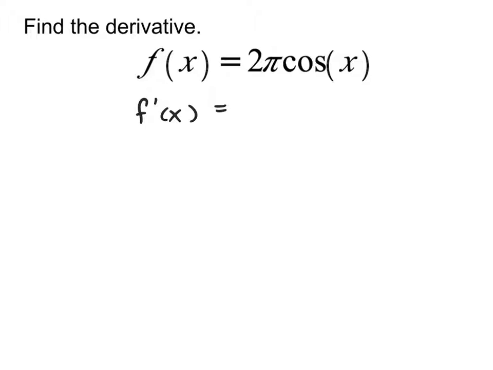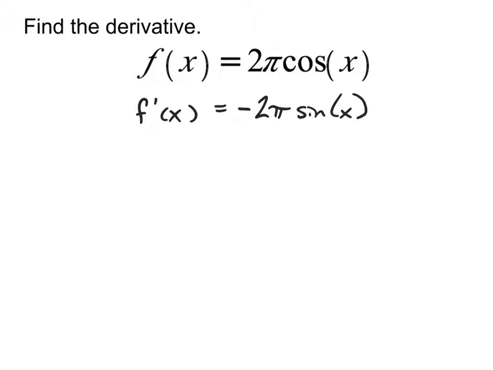Now, as we saw yesterday, you still can use product rule. You're just going to be doing more work than you need to. So what's the derivative of cosine? Negative sine, which means that it's going to turn this into a negative 2 pi sine of x. And that's it. That's done. That's all you need to do.